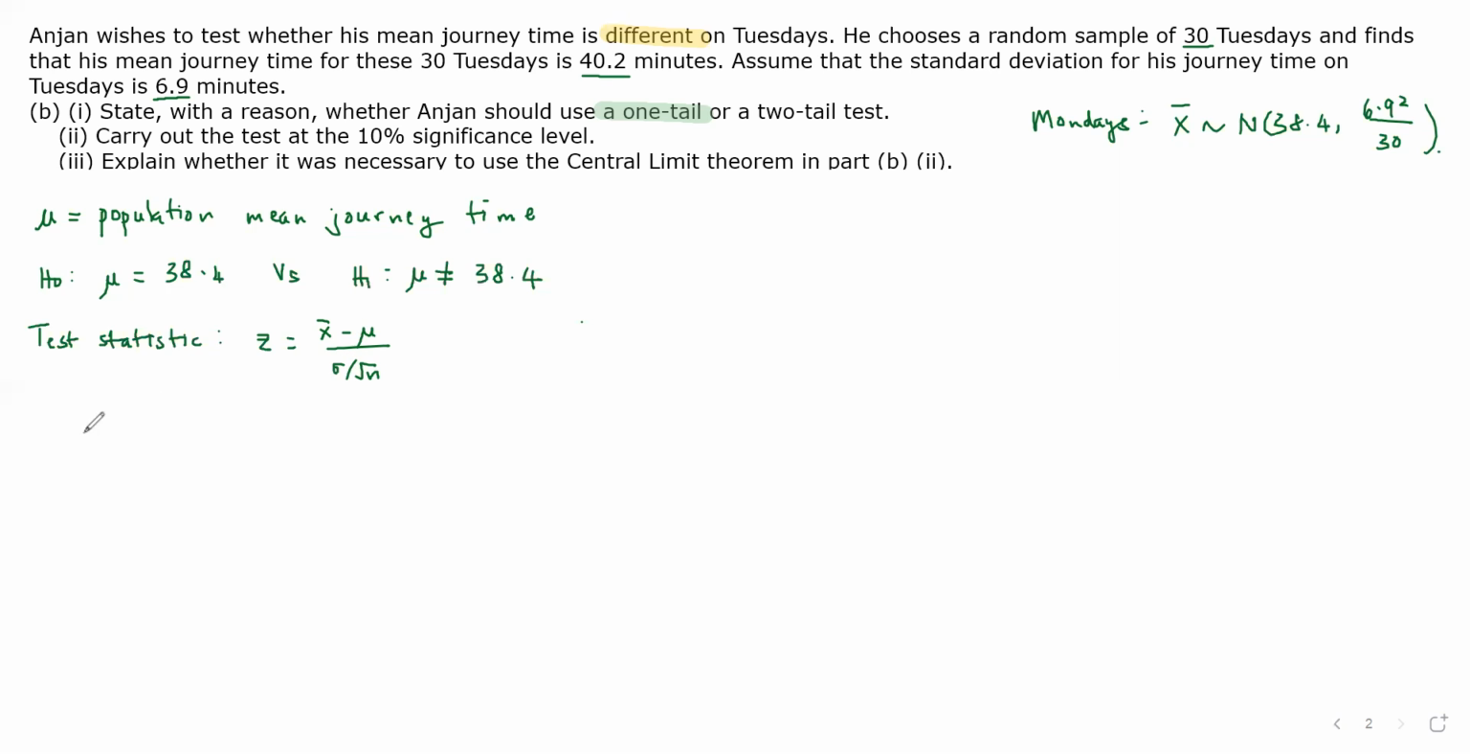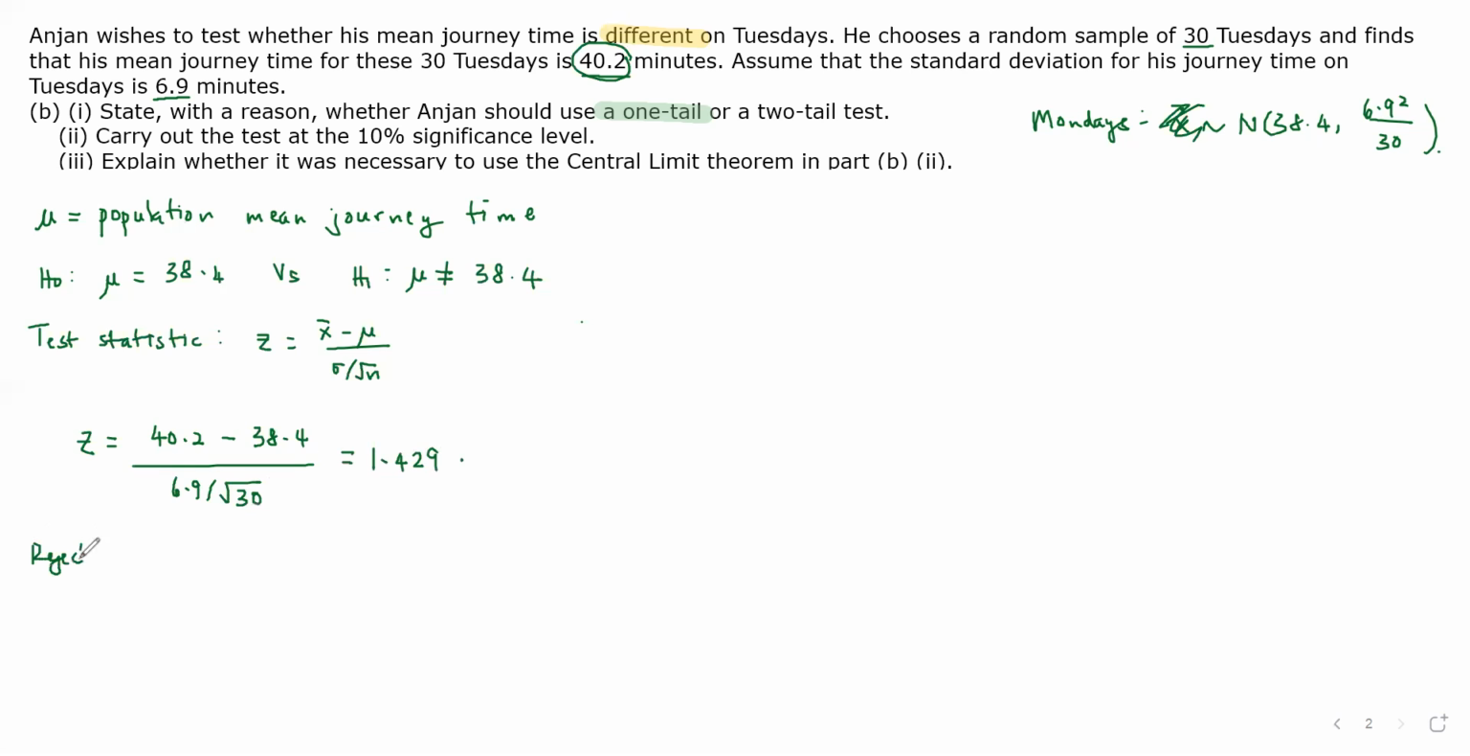So the value of the test statistic, where X bar is 40.2, that is the sample mean. We have 40.2, and we assume that these are all population now, so forget about the X bar here, minus the mean, which is 38.4, and then you divide by 6.9 over square root of 30. That is 1.429.